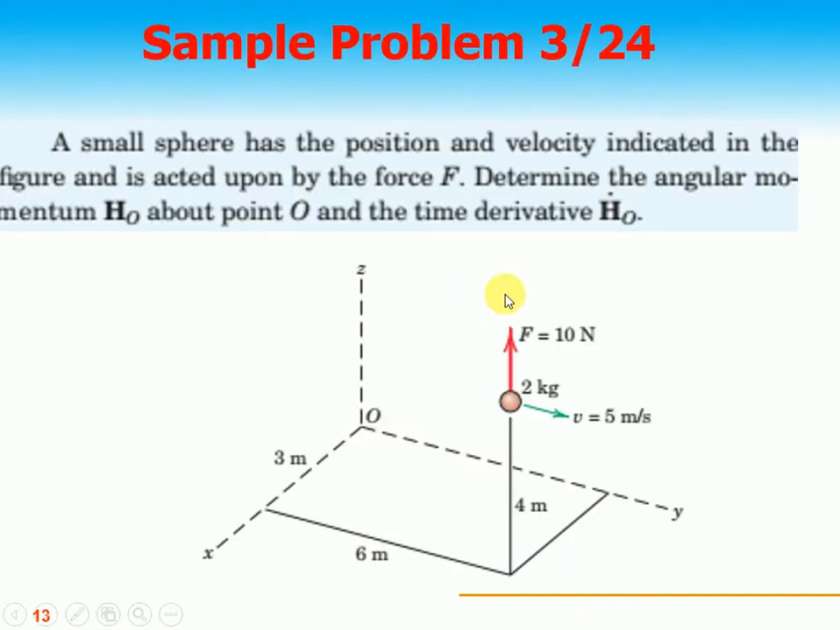Let's move to the simple problem 3-24. A small sphere has a position and velocity indicated in the figure and is acted upon by the force F. Determine the angular momentum H naught about point O and the time derivative H naught dot.